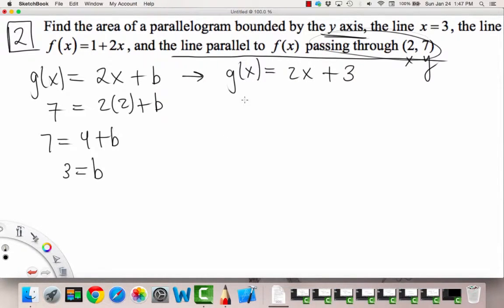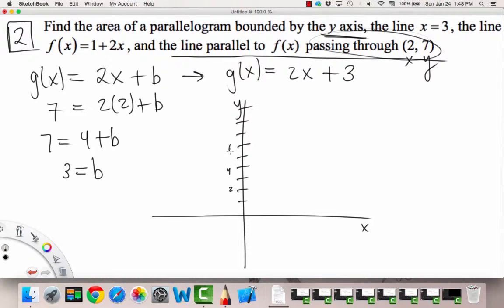Let's say we have y, and here's x. Let's say we have 1, 2, 3, 4, 5, 6, 7, 8, 9, just in case. So we have 2, 4, 6, 8. Then we have 1, 2, 3, 4, and 1, 2, 3. Here's 2, 4, and there's negative 2. Let's graph some things. The y-axis, I'm just going to make that a little bit darker. This is one of the bounds here.